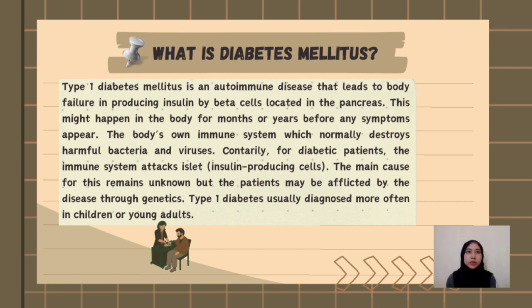First of all, what is diabetes mellitus? Type 1 diabetes mellitus is an autoimmune disease that leads to the body's failure in producing insulin by beta cells located in the pancreas. This might happen in the body for months or years before any symptoms appear. The body's own immune system, which normally destroys harmful bacteria and viruses, contrarily for diabetic patients, attacks islet insulin-producing cells. The main cause remains unknown, but patients may be affected by the disease through genetics. Type 1 diabetes is usually diagnosed more often in children or young adults.